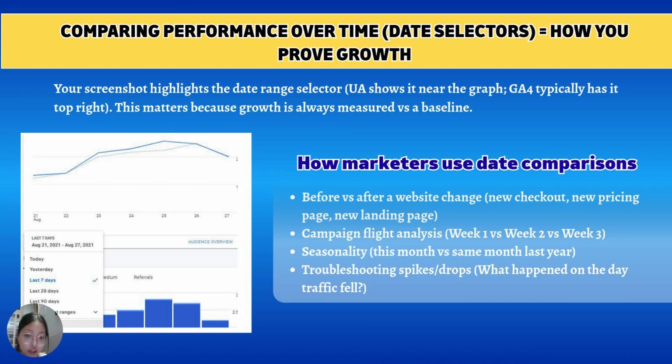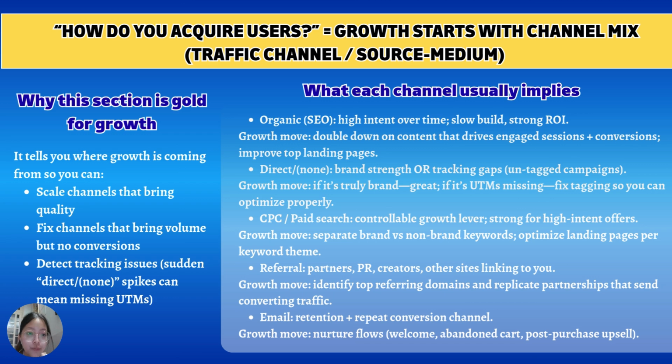So how do marketers use date comparisons? First, before versus after a website change, like new checkout, new pricing page, new landing page. Second is campaign flight analysis, week one versus week two. This next one is seasonality, this month versus same month last year. And finally, troubleshooting spikes or drops: what happened on the day traffic fell?